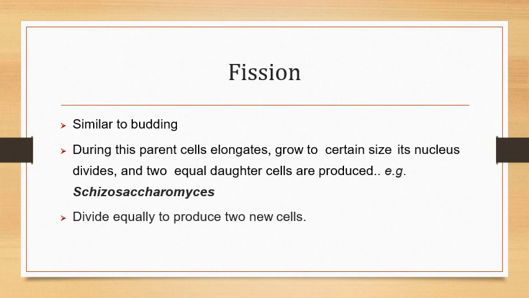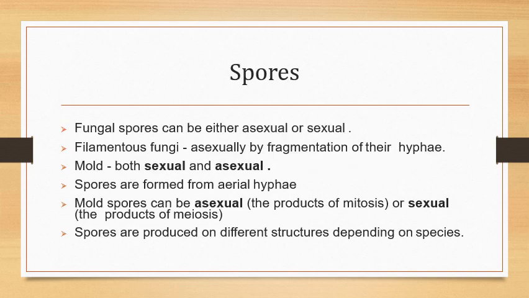The other method is fission. Fission is similar to the budding method. During fission, the cell will be equally divided into two new cells. This is also seen in some yeast species. During this, the parent cell elongates, grows to a certain size, its nucleus divides, and two equal daughter cells are produced. It is the specialty of Schizosaccharomyces.